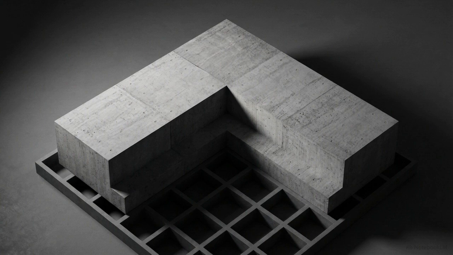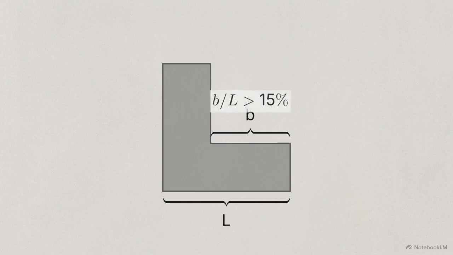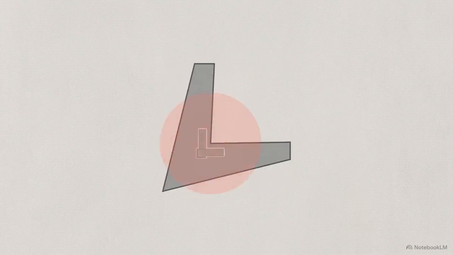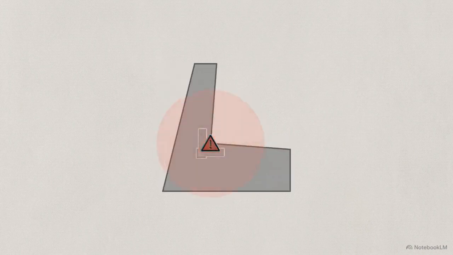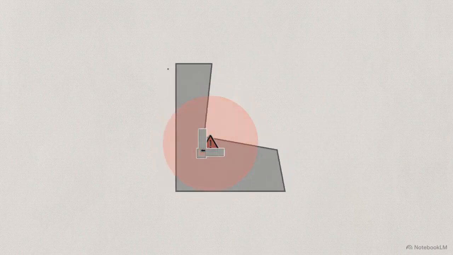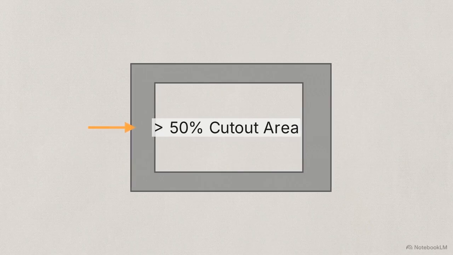We see similar stress concentrations when we modify a standard square footprint into an L-shaped building plan, introducing a re-entrant corner. The code defines a re-entrant corner mathematically. It occurs when a plan projection extends beyond 15% of the overall plan dimension in that specific direction. Physically, this L shape forces the two separate building wings to vibrate at slightly different frequencies during an earthquake. They pull against each other, causing massive tearing forces to accumulate rapidly at the internal corner notch.